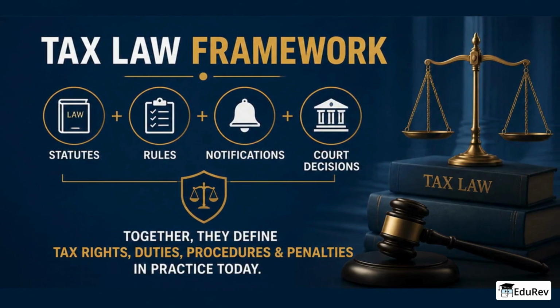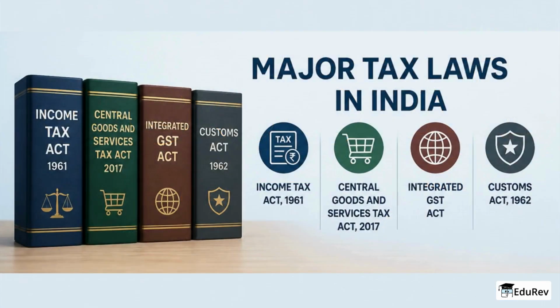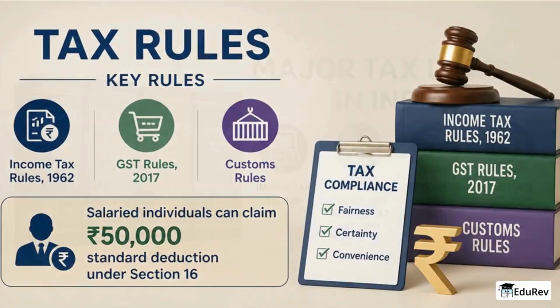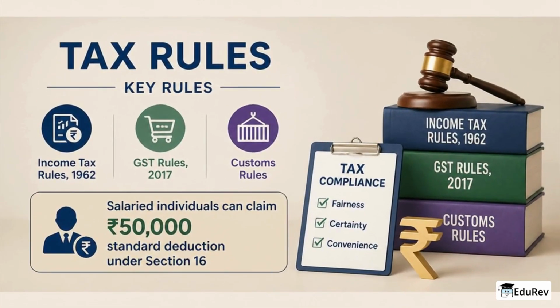Statutes, rules, notifications, and court decisions together form the statutory framework that defines tax rights, duties, procedures, and penalties in practice now. Major statutes include the Income Tax Act 1961, Central Goods and Services Tax Act 2017, Integrated GST Act, and the Customs Act 1962. Supporting rules include Income Tax Rules 1962, GST Rules 2017, and Customs Rules. For instance, salaried individuals can claim a 50,000 rupee standard deduction under Section 16.